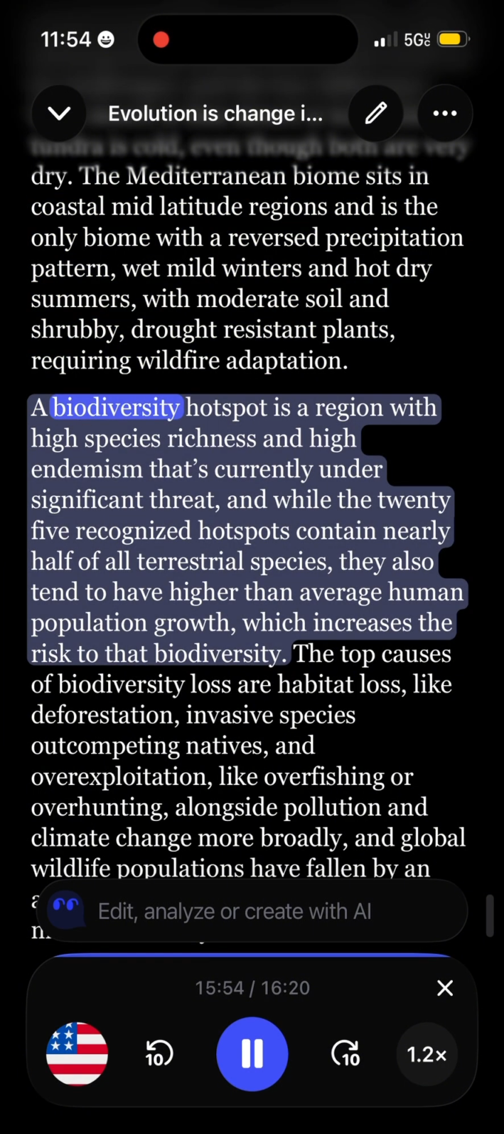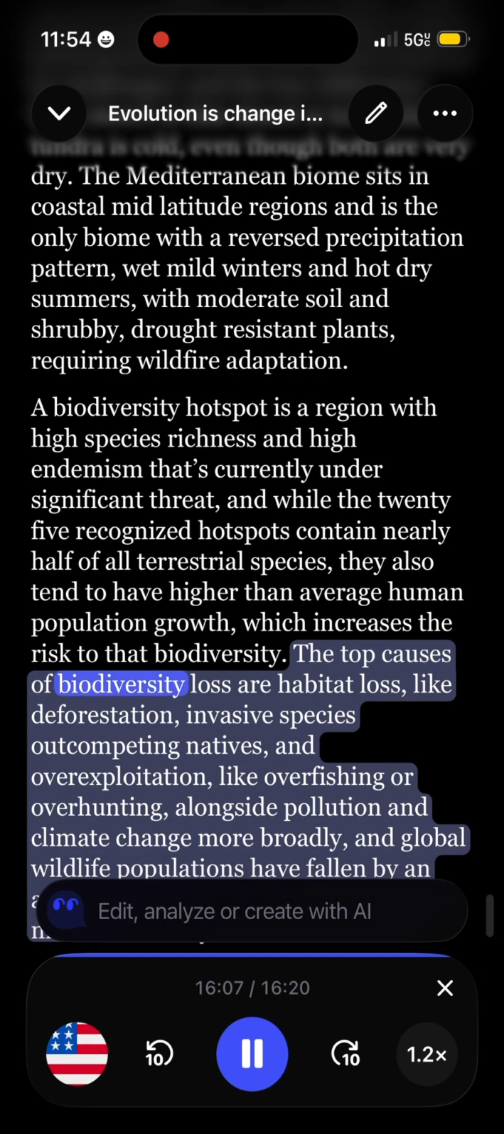A biodiversity hotspot is a region with high species richness and high endemism that's currently under significant threat. And while the 25 recognized hotspots contain nearly half of all terrestrial species, they also tend to have higher than average human population growth, which increases the risk to that biodiversity.